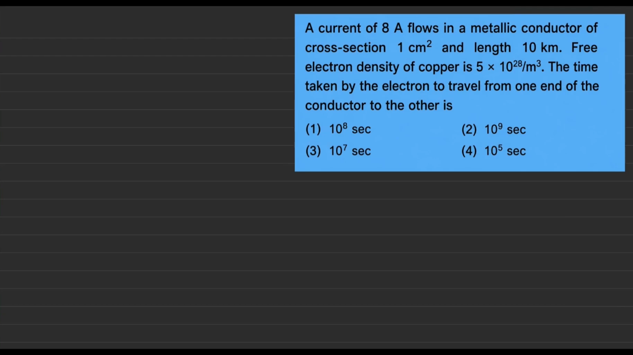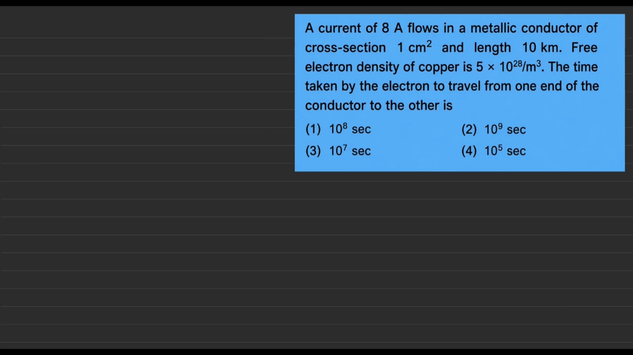Let's go with this question. In this question they are saying a current of 8 ampere flows in a metallic conductor of cross section 1 centimeter square and length 10 kilometers. Free electron density of copper is 5 into 10 to the power of 28 per meter cube. The time taken by electron to travel from one end of the conductor to the other is.